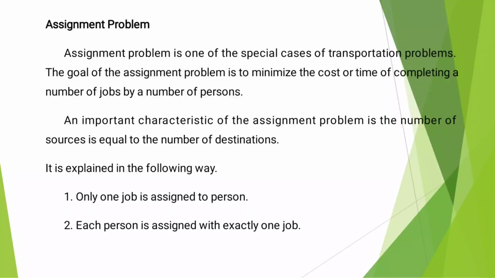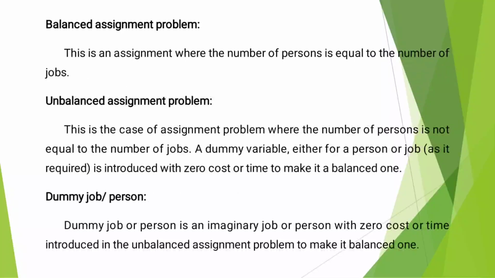First one, only one job is assigned to a person. Each person is assigned exactly one job. Balanced assignment problem: the assignment problem is said to be balanced if the number of persons is equal to the number of jobs, and it is unbalanced if they are unequal.